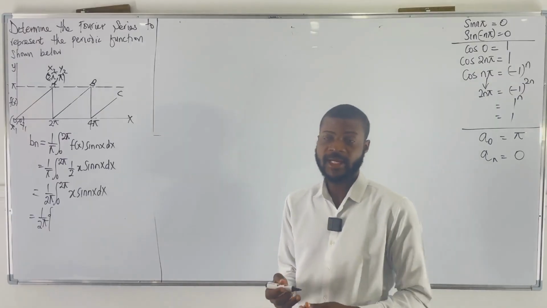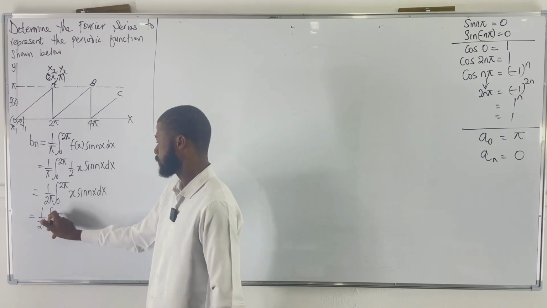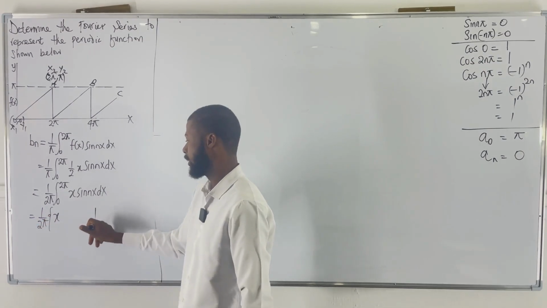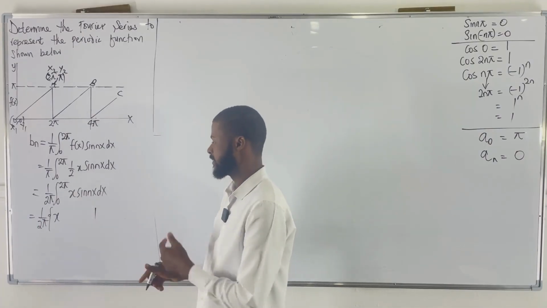We're going to use integration by parts, but I'm going to use a faster approach. So I'm going to write x down. Now, differentiate x. What would you get? 1. Differentiate 1. What would you get? 0. But the 0 is not useful, so what I'm going to write is 0.